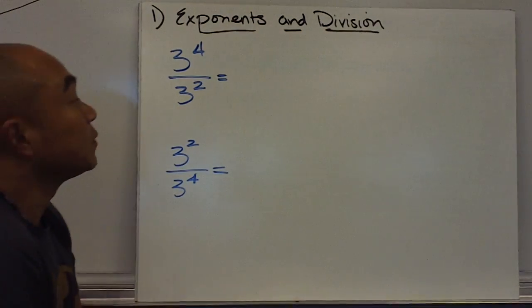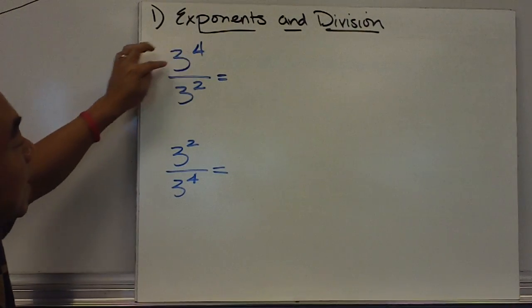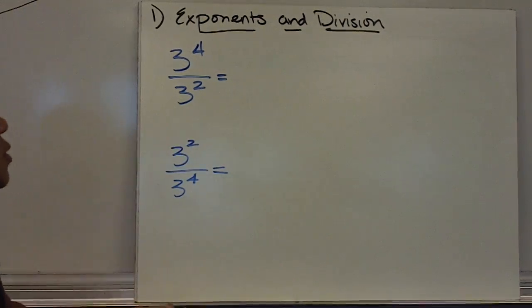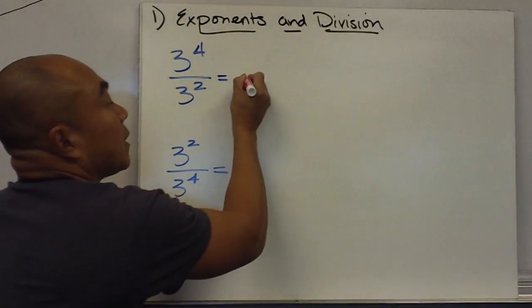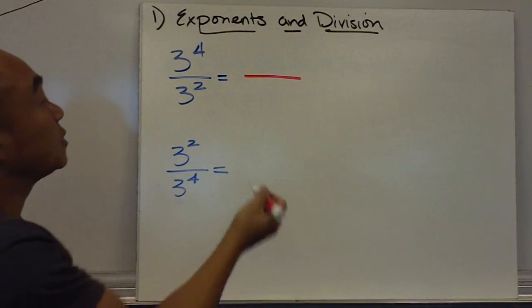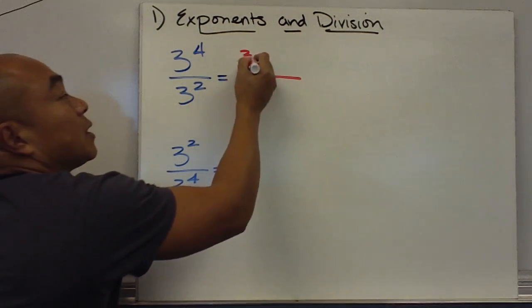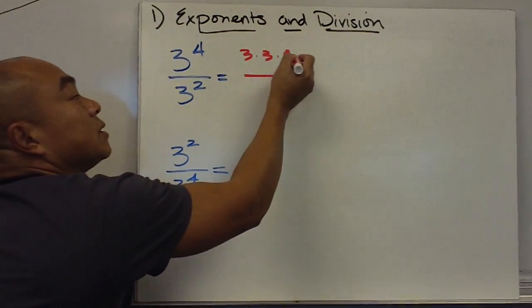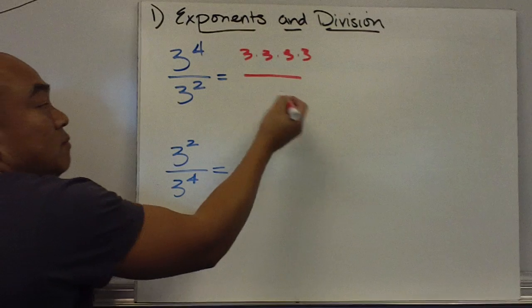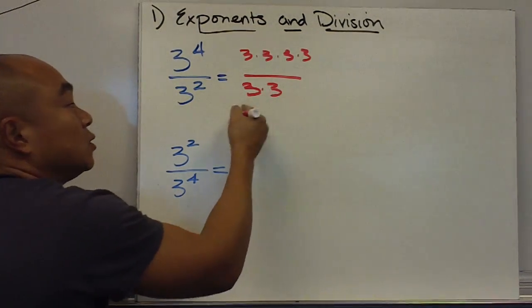Alright, let's start with the first one. So here we have 3 to the 4th power over 3 to the 2nd power. So we're just going to go ahead and rewrite. The first thing that we're going to do is expand. So this is 3 times 3 times 3 times 3. Bottom is 3 times 3, 2 times.